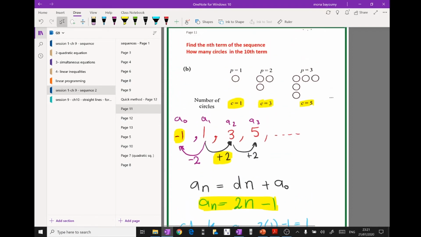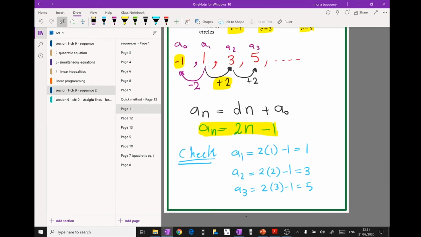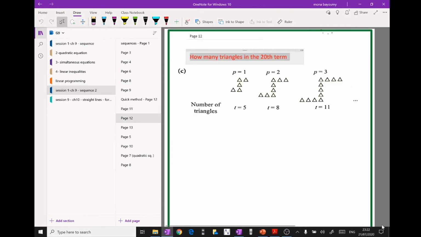He asked us to find the 10th term. Just substitute n by 10. I will substitute n by 10 to find the 10th term. The 10th term, which is A10, equals 2 times 10 minus 1. 20 minus 1 is going to be 19. So the 10th term is 19. So we can find 19 circles in the tenth pattern. Okay. Again, one more example.